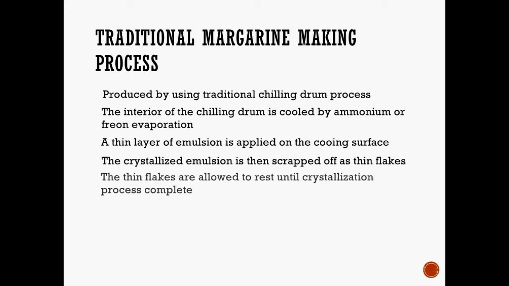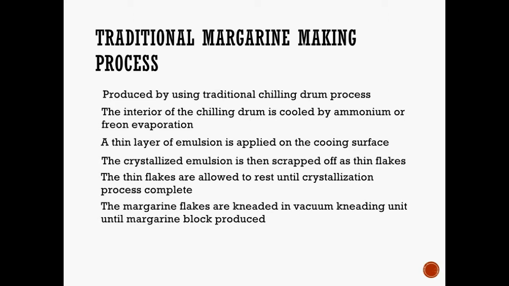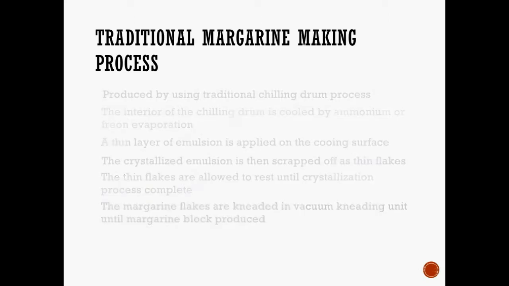These thin flakes are allowed to rest in the silos for a couple of hours until the completion of the crystallization process. For the final step, these margarine flakes are kneaded in the vacuum kneading unit until a margarine block is produced free from air. There is a documentary video about the margarine making process in 1940 which I want to share with you guys. Please enjoy.